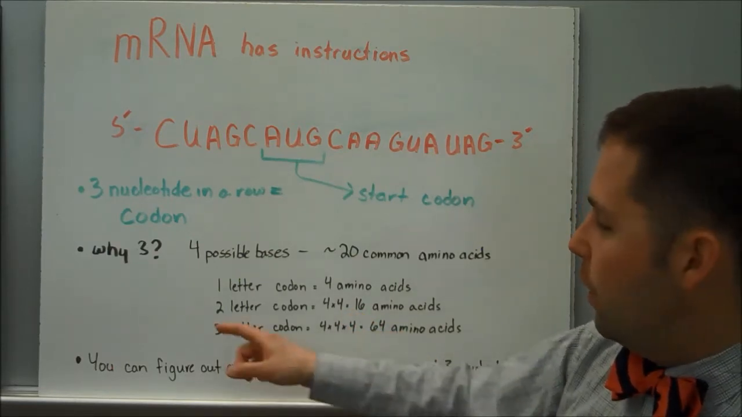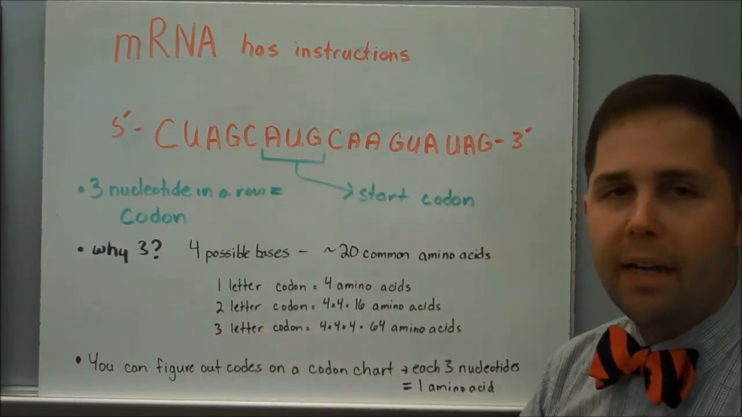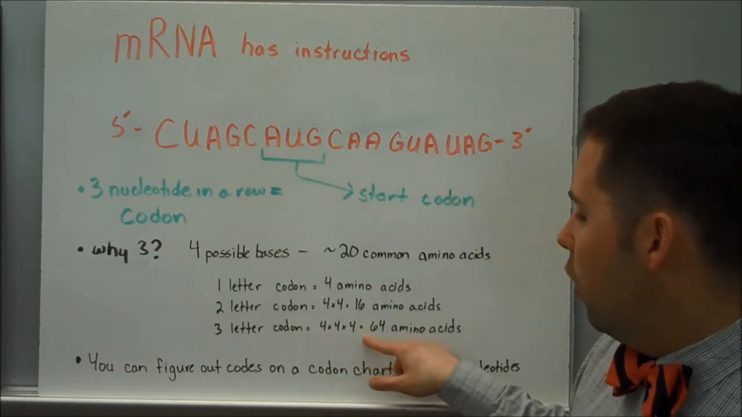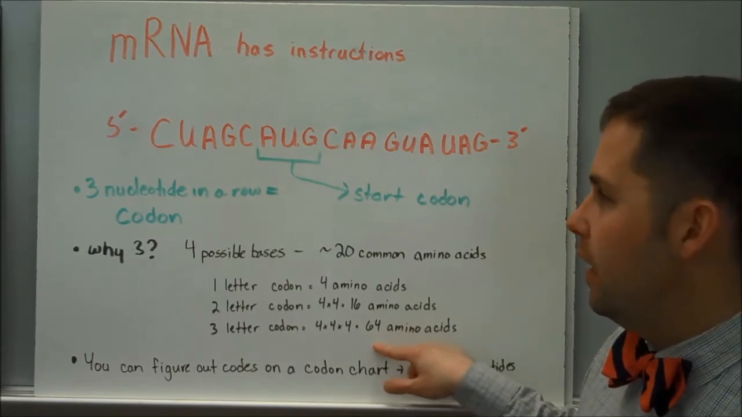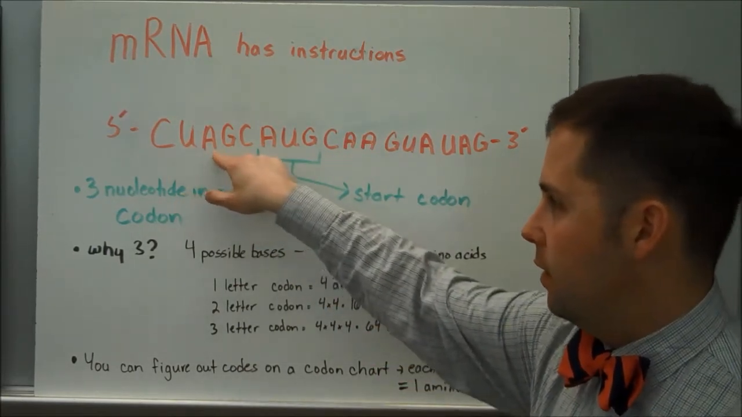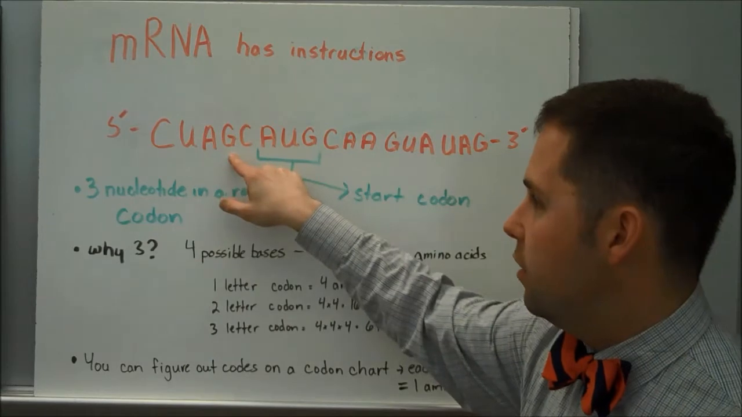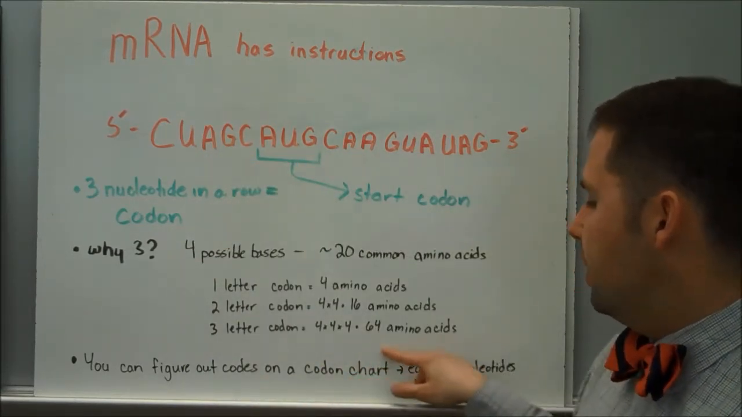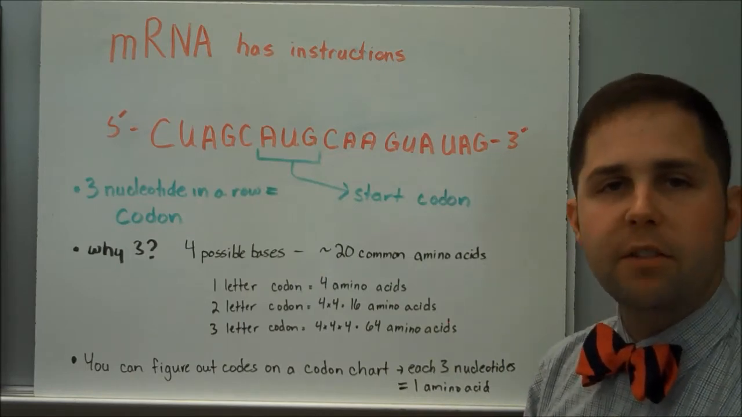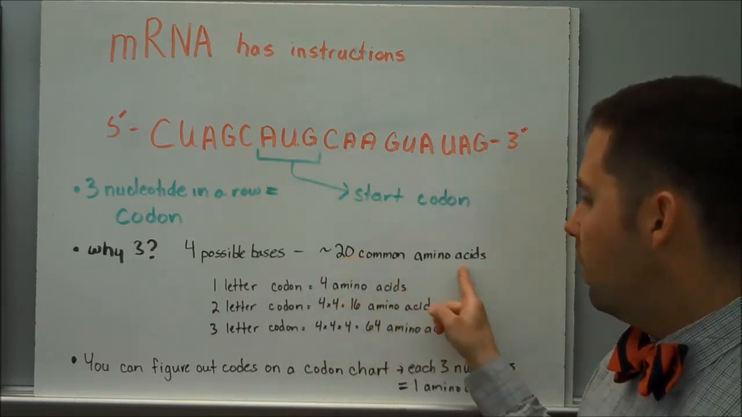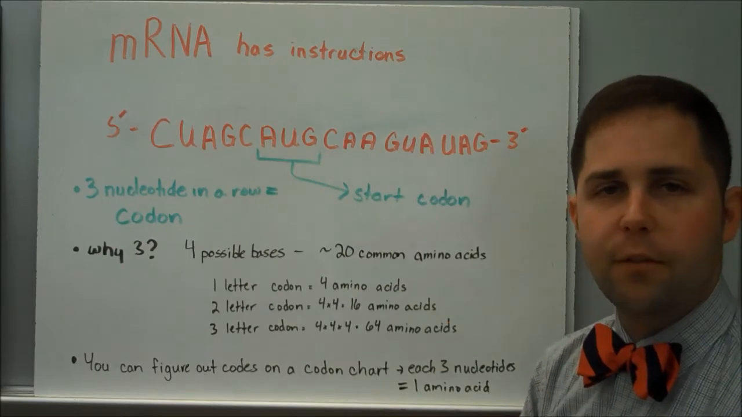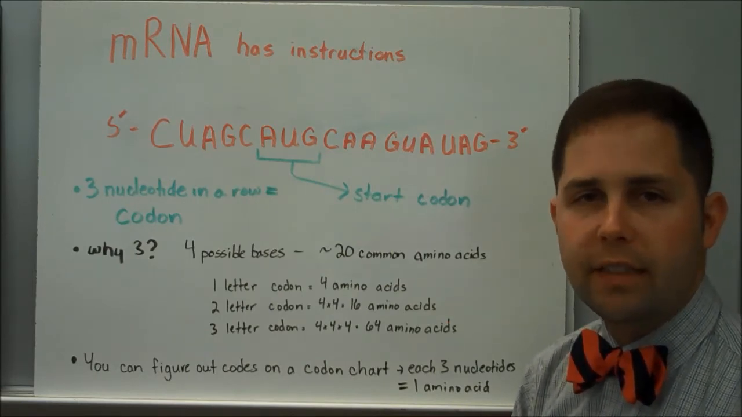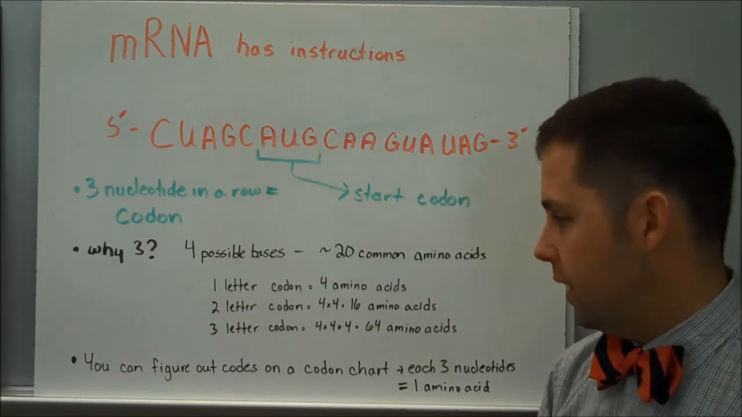And so what we find when we get to 3-letter codons, when we make a codon with 3 letters, we now have 4 times 4 times 4. We have 64 different combinations of nucleotides: CUA, UAG, AGC, etc. And among those 64 combinations, we have plenty of spots to slot in all of these 20 common amino acids, as well as a few special signals that we need for translation of mRNA into proteins.